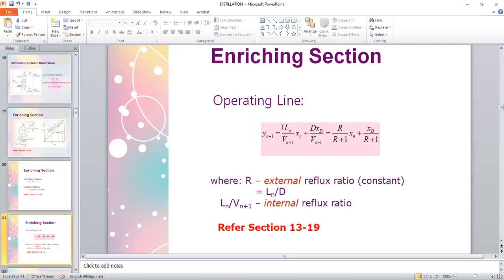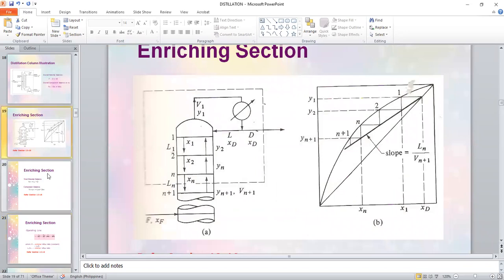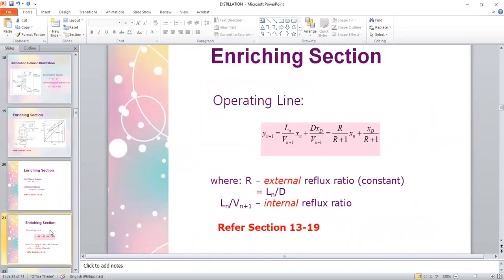This is the internal reflux ratio. Now it's comparable to R over R plus 1 because as mentioned, the problem does not give you specifically this one. And this is the y-intercept as a function of the mole fraction of the distillate and the external reflux ratio. Okay? That is for the enriching section operating line.